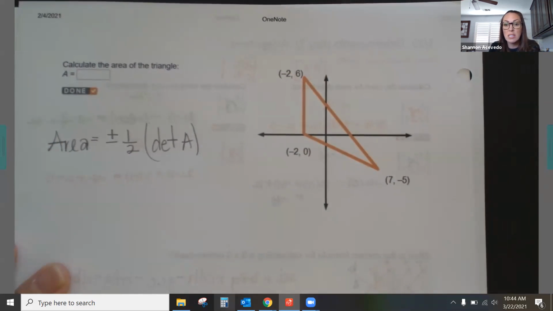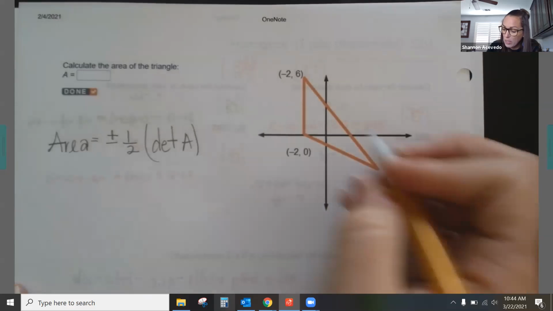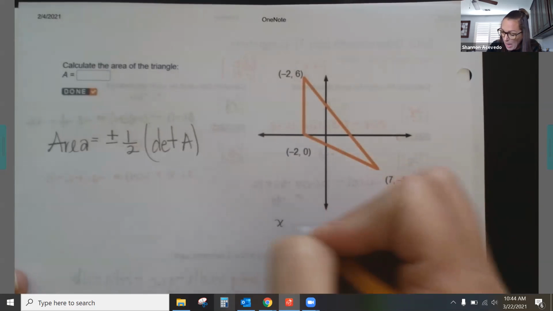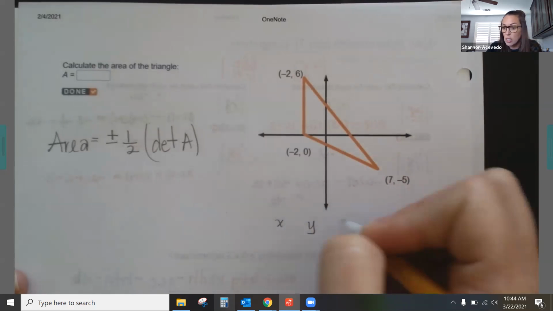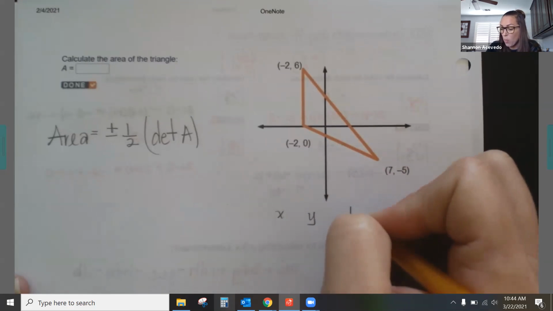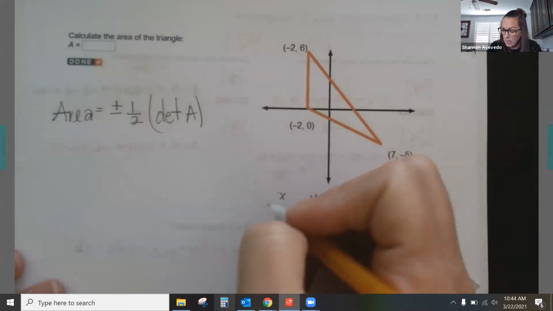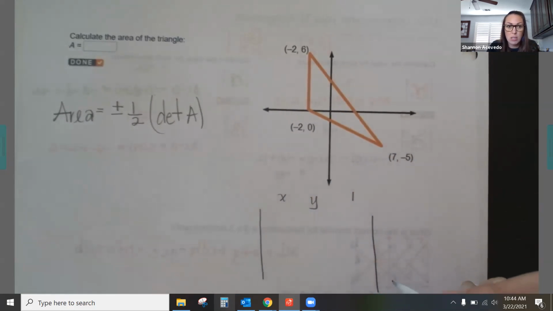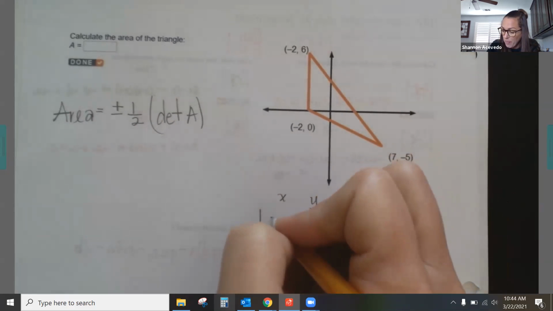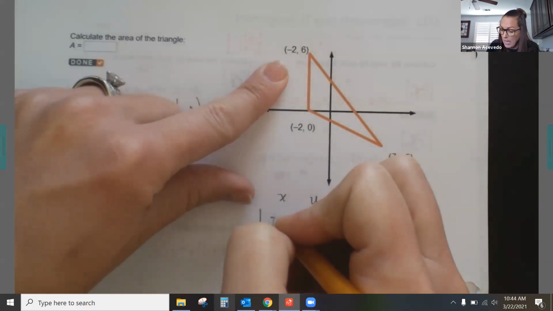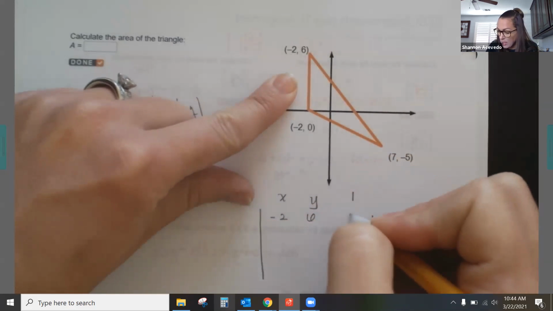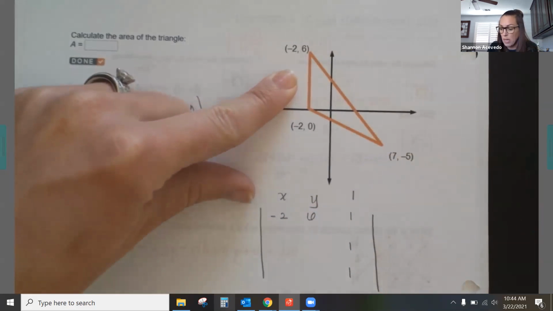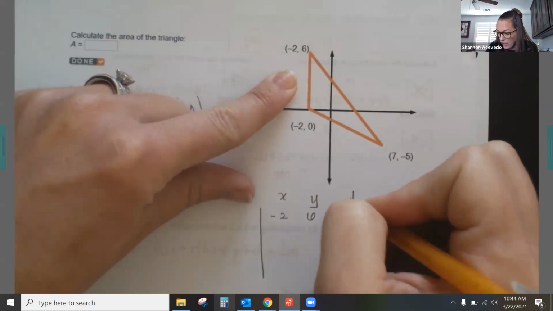So we need to figure out, what is this determinant? Well, what is the matrix? Remember, we took these values. Here's my X, here's my Y, and then my last column is always going to be my ones, because we have to have that square matrix. So my first point is -2, 6, and this is going to be, again, ones. My last column is always just filled with ones.